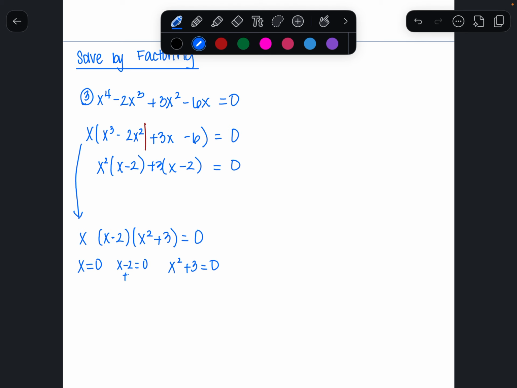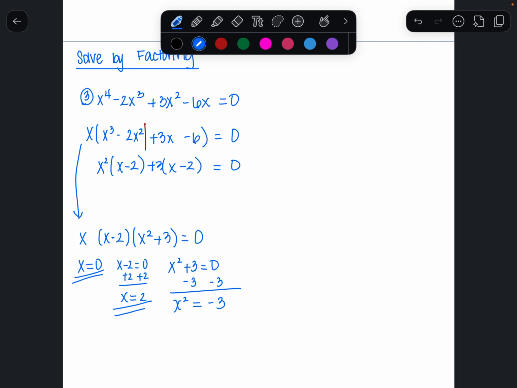This middle one is easy enough to solve. So x equals 0 is a solution, and x equals 2 is a solution. For the last one, the best thing for us to do is to isolate x squared. So we subtract 3 and get x squared equals -3. If you try to factor x squared plus 3, it's definitely not factorable. So we have to think of our other solving methods.